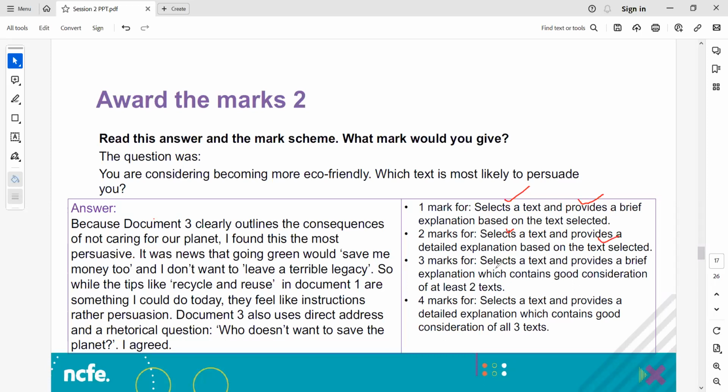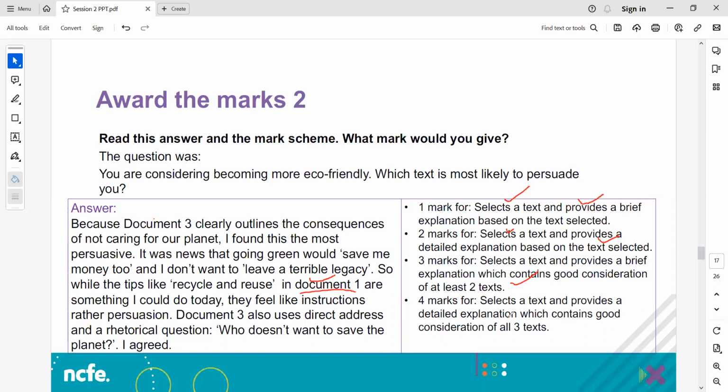So to get 3 marks, they've selected a text and provided a brief explanation which contains a good consideration of at least 2 texts. So as well as document 3, has this person referred to any other documents? Have they referred to document 1 and or document 2 as well? Yes. So we've only got document 1. They haven't referred to document 2, but we have got another document referred to. So we've got 3 marks there.